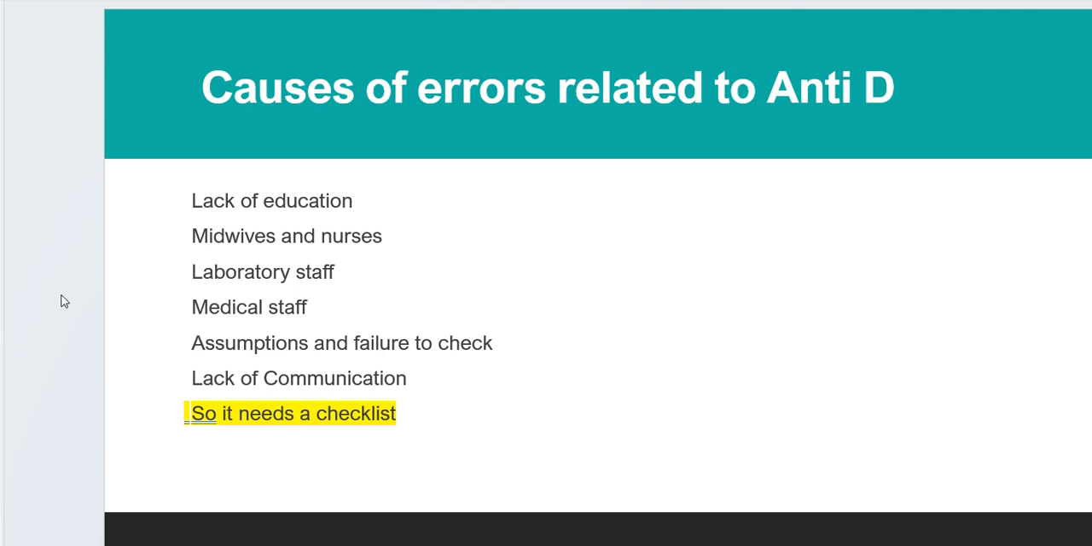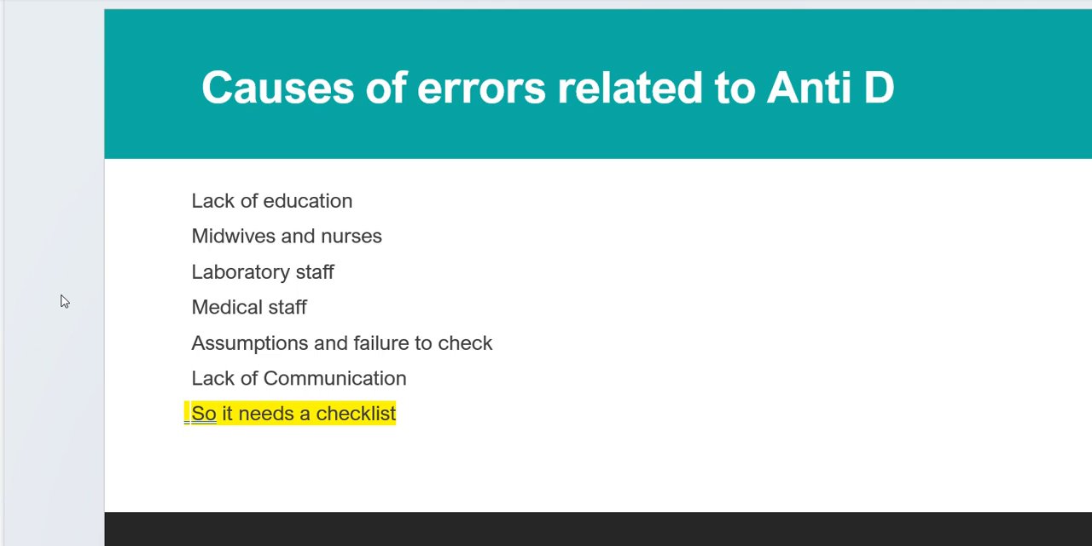Again, medical staff, lack of knowledge and lack of communication are main issues. Assumptions, I mean, the delivery is without any complication, and do not assume that there will be no fetomaternal hemorrhage. This can be dangerous for the patients and the coming pregnancy. And lack of communication between the lab staff and the clinical staff can lead to such consequences of anti-D sensitization.